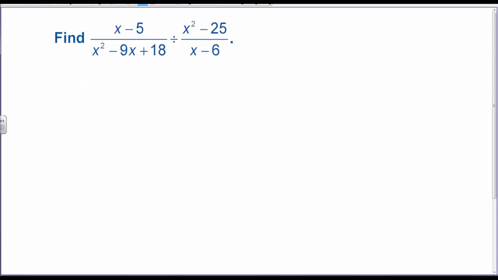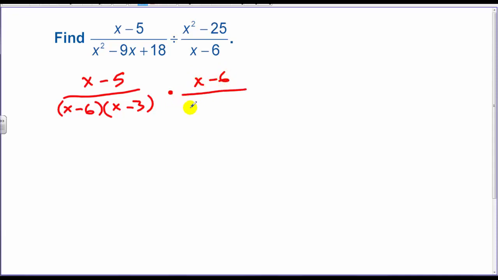Factoring is going to come back into play. We'll rewrite while we factor. So this denominator here goes to x minus 6, x minus 3, going to multiply by the reciprocal, so I put an x minus 6 in the numerator. Denominator factors into x plus 5, x minus 5 because that's a difference of squares. Now I can multiply, reduce any factor that's exactly like in the numerator and denominator. So I go ahead and do that.